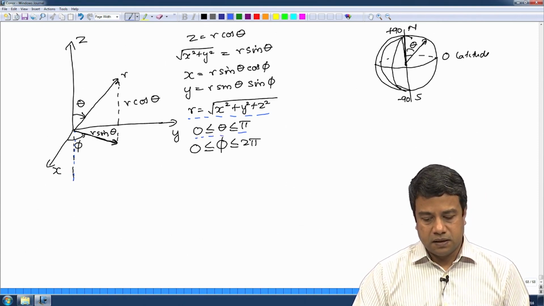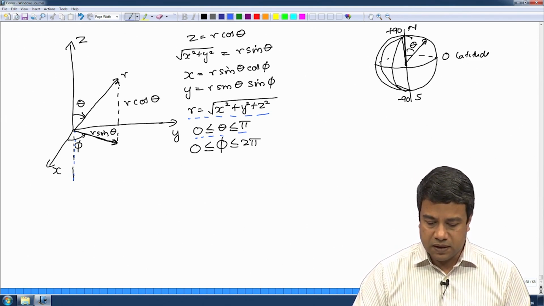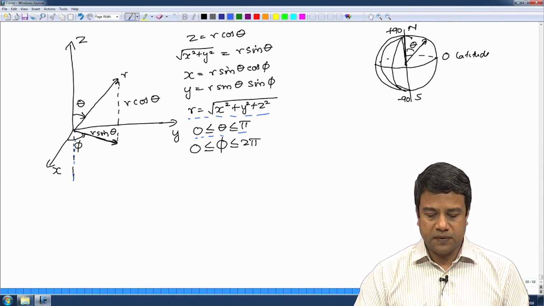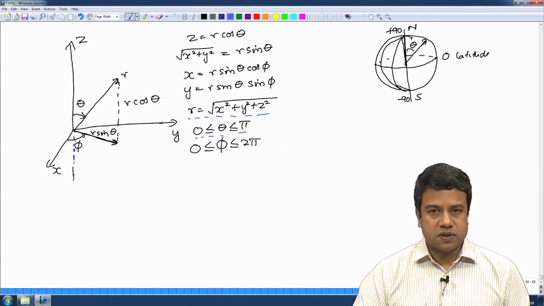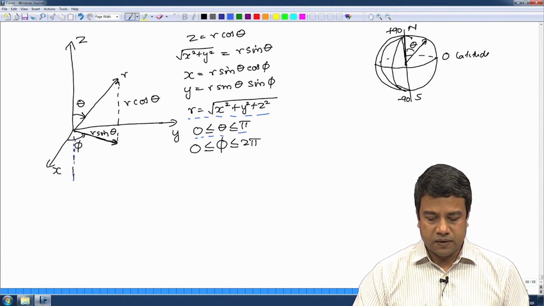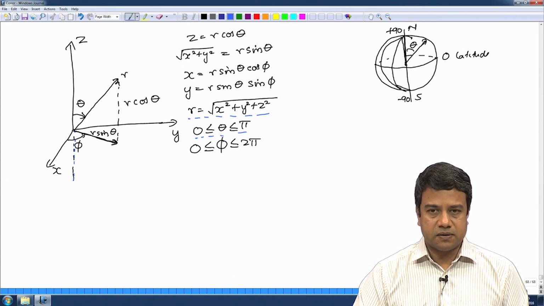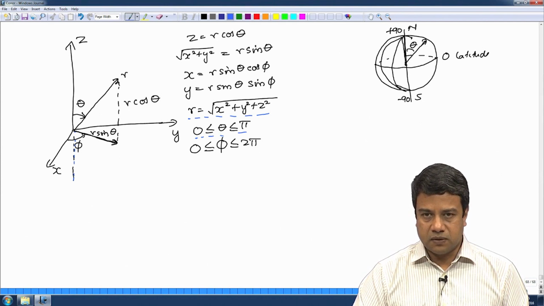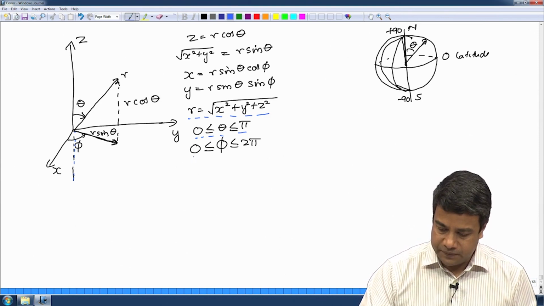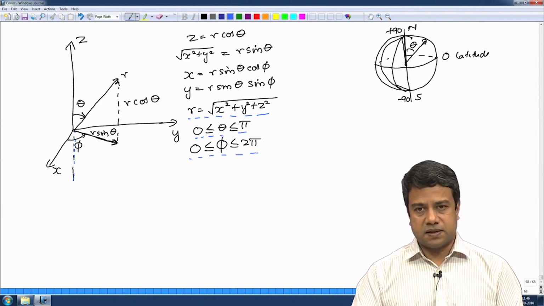The projection of the radius vector onto the xy plane, the angle that makes with the x axis is phi. It is called the meridional angle. This goes around the z axis. Therefore, when you start along the x axis, phi is equal to 0. You go all the way around the z axis and come back, you will find that phi is equal to 2 pi. So, those are the axes.